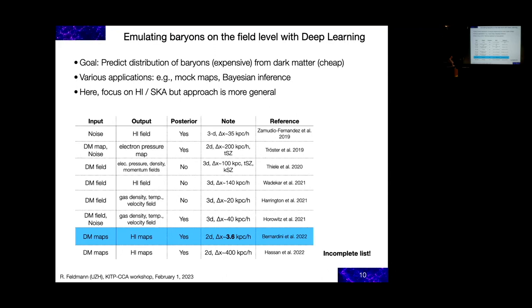And of course, we can do this for many different baryonic fields. Here, I'm going to focus on H1, but I also want to point out that we are not the first ones. There are many other research groups who have been working on modeling baryonic fields from the dark matter. I just list the ones that I know of right now, but I might be missing some. And what makes our approach special is perhaps that we have a much higher spatial resolution than what has been done before.